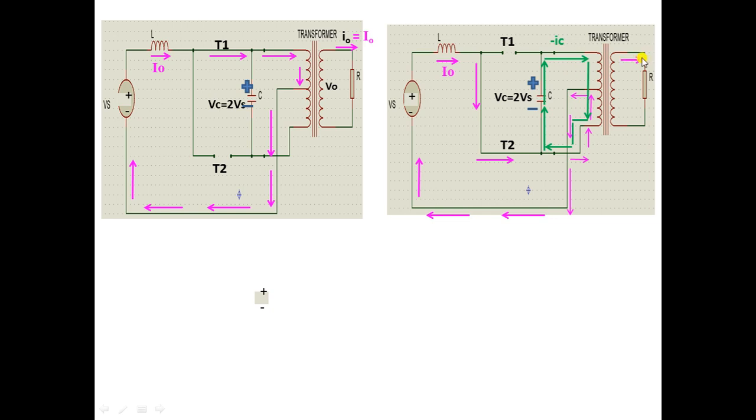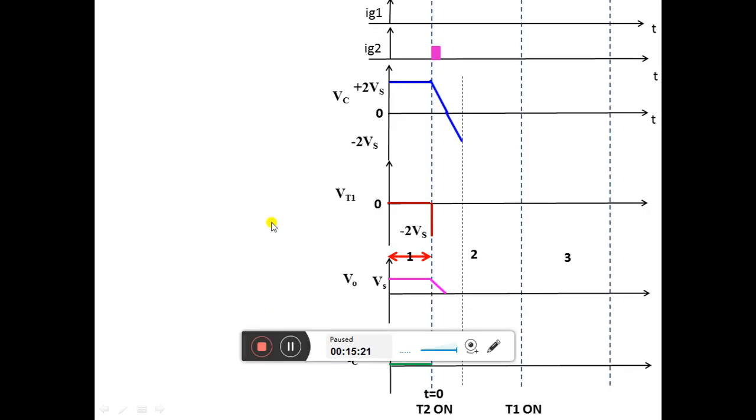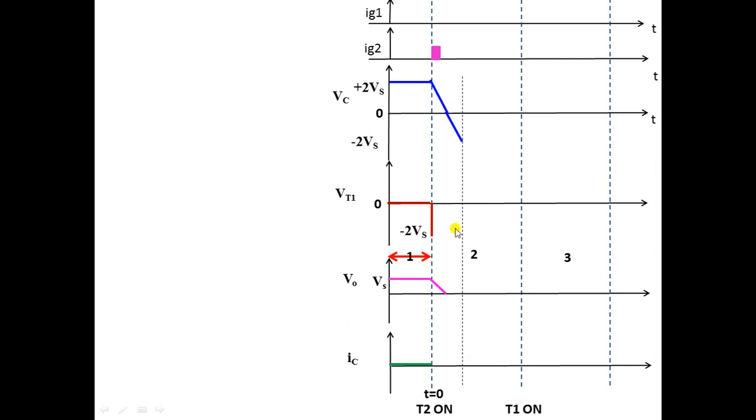and this is our output current, which is I0, and here is the output voltage. Now let us understand in the graph what will be the output voltage here. Now see here, as the capacitor voltage is changing, the output voltage is also changing.